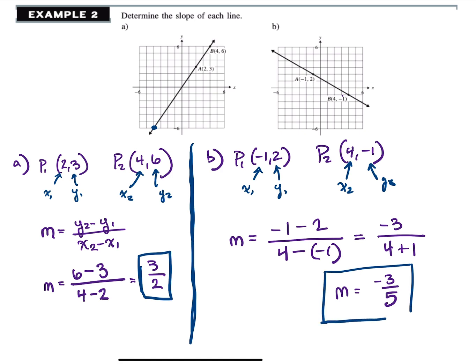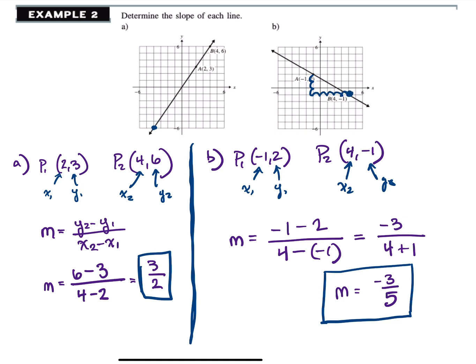Meaning from any point we would go down 3, since it's negative, and then over to the right 5. So let's try that out. From this point, let's go down 3, and then over 5. Down 3: 1, 2, 3, then over 5: 1, 2, 3, 4, 5.